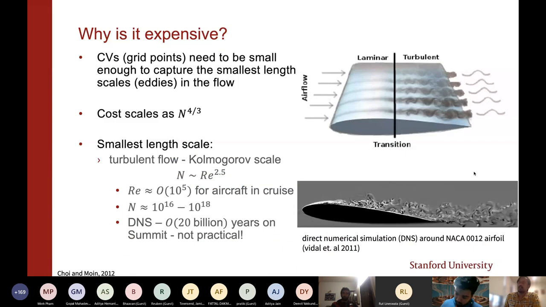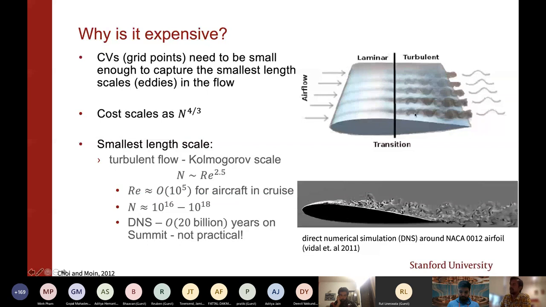So let's get into the technical part of this talk. Why is CFD expensive? To understand this, we can look at this wing of an aircraft, or an airfoil, here on the right side. We have a smooth flow, which we call laminar flow, initially, but this flow breaks down because the system is unstable and it transitions into a turbulent flow somewhere midway, depending on the speed of the aircraft.